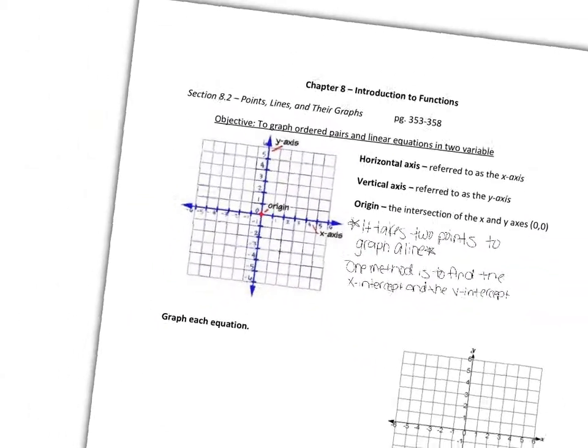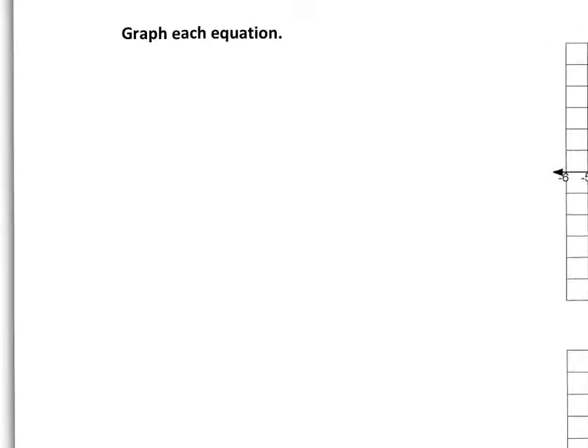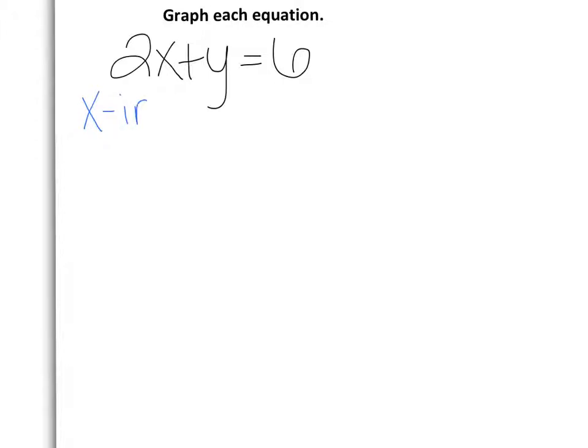Okay, so I just have 2 examples down here for you. So we're going to find, for each one of these, we're going to find the x-intercept, and then we're going to find the y-intercept, and we're going to graph it. So the first line we're going to look at is 2x plus y equals 6. Okay, so to find the x-intercept, remember we're going to plug 0 in for y.